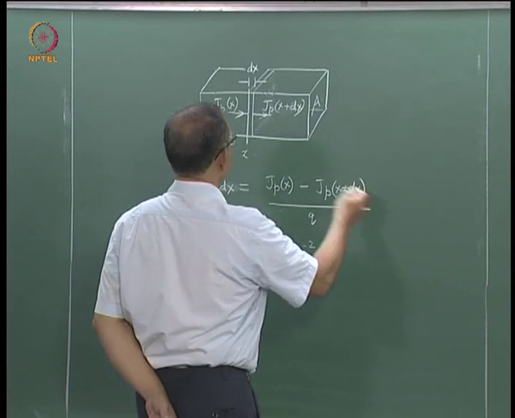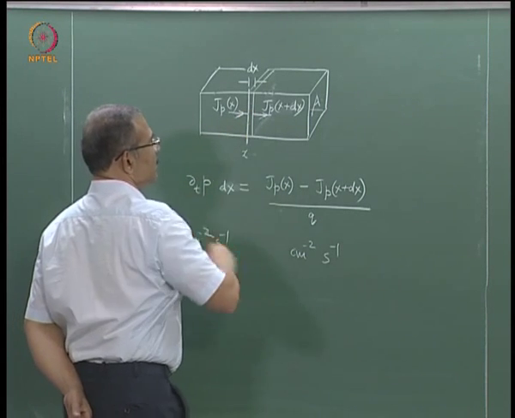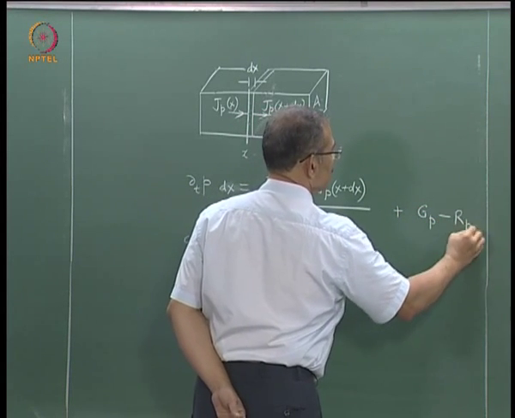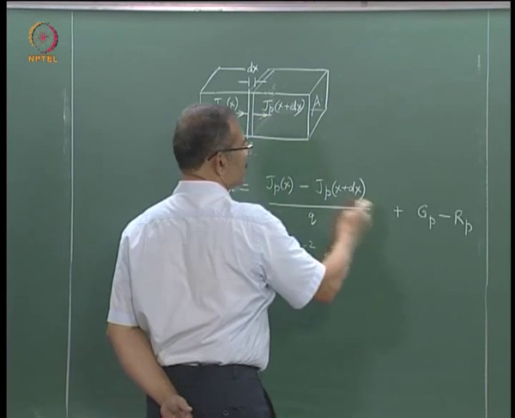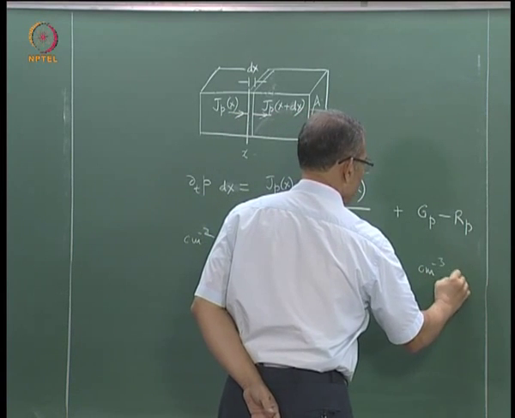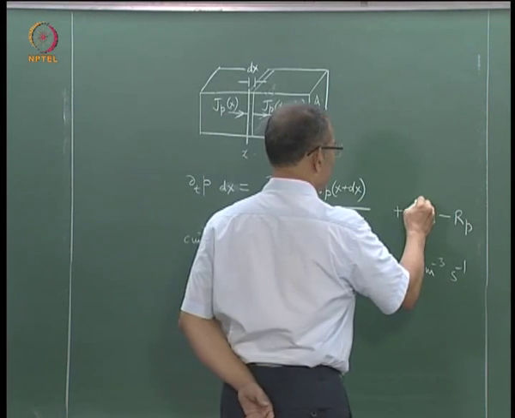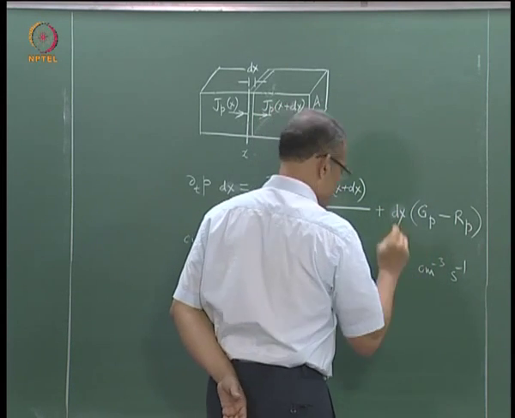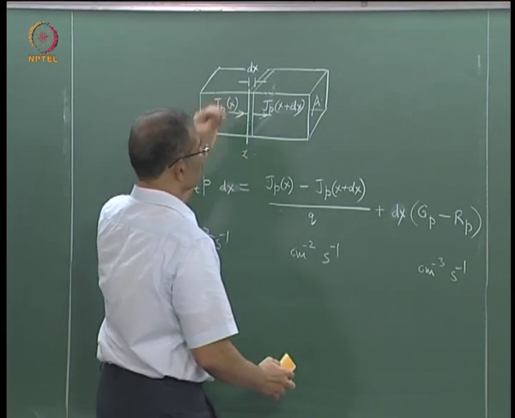Okay, and in addition you can have generation inside the volume or recombination. So that is represented here by the terms Gp minus Rp. So Gp will cause an increase in hole concentration and Rp will cause a decrease. Now again unit of this is per centimeter cube per second. So you have to multiply this again by dx to get per centimeter square. So if dx is more, more holes will be generated.